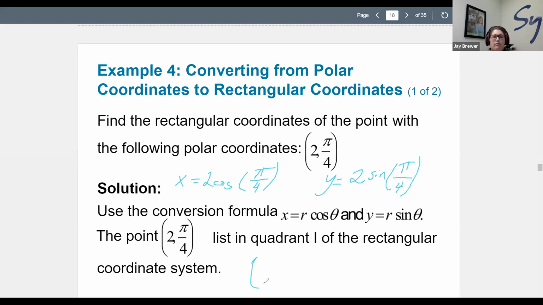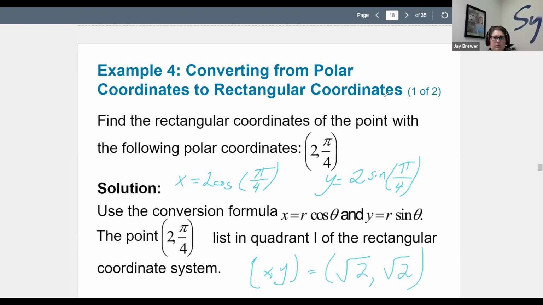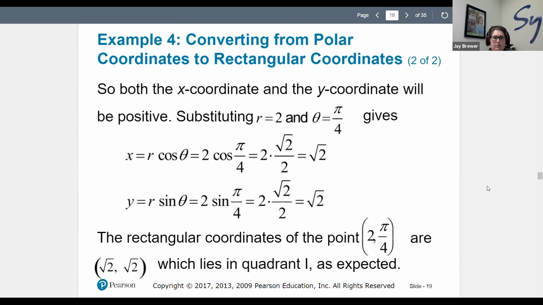So what do you guys get? What's your X comma Y going to be? I got both of them as the square root of 2. Okay, so that is what it would look like, but we will go ahead and clear it and I will show it in the slides. So they'll both be positive because they're both going to be in quadrant 1. And then, yes, square root of 2 comma square root of 2.